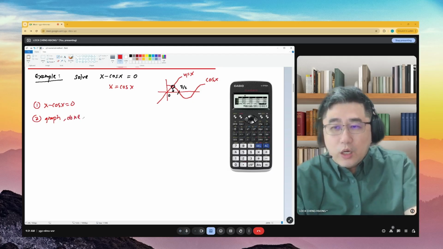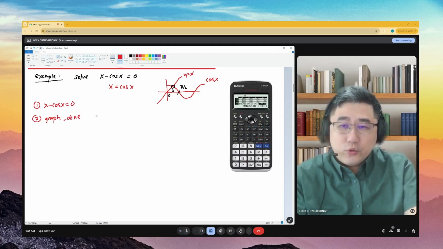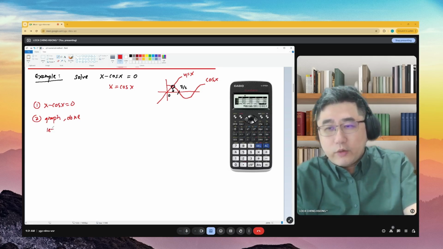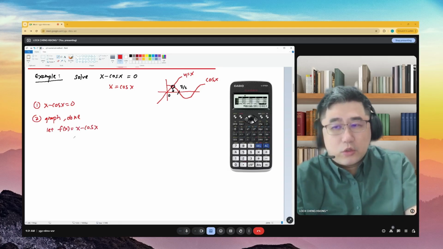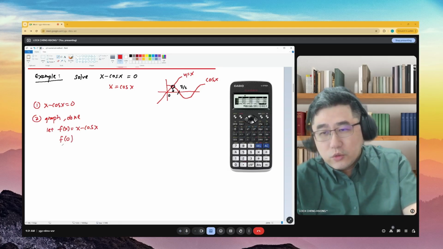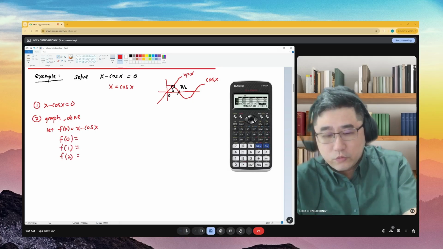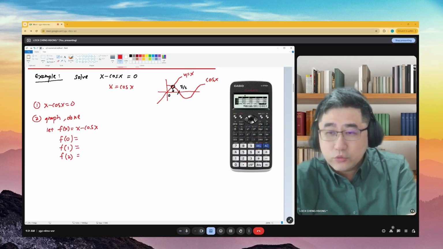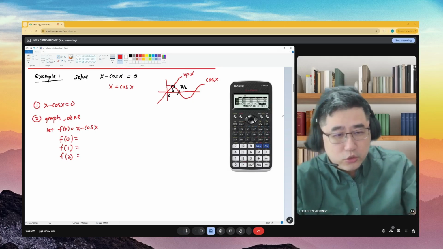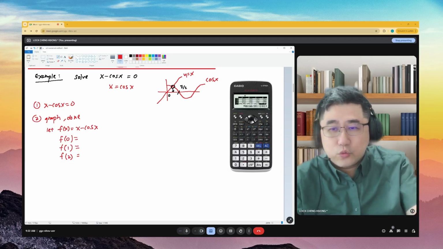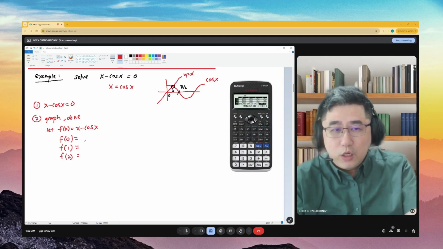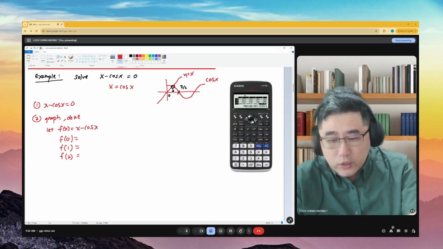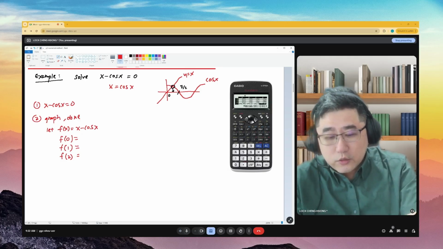Then what if I want to show it by using change of sign? Let's say I let f(x) equals x minus cos x, then I substitute 0, substitute 1, substitute 2 into the calculation. Remember to set your calculator into radian mode because this is a trigo question. Under this topic, we need to solve the question in radians if it's a trigo question. So x minus cos x.